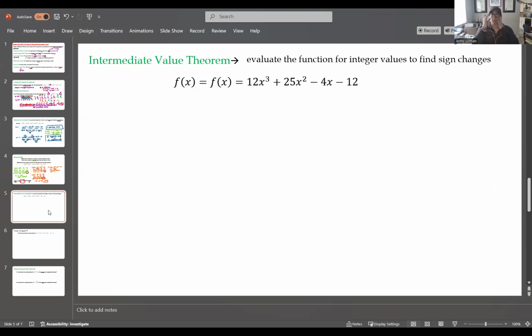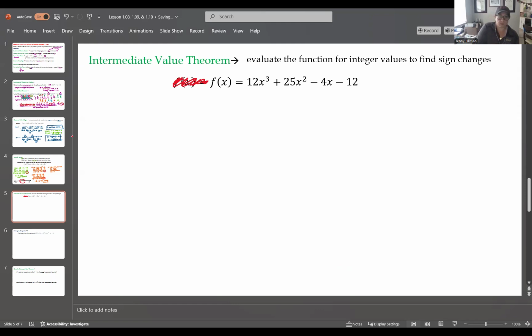Okay, so our intermediate value theorem. This can kind of work with the bounds test. What you're going to do is evaluate with integers, and just like before, see if a sign changes. Because if you go from having a positive answer to a negative answer, that means you have to go over 0 or have an x-intercept.